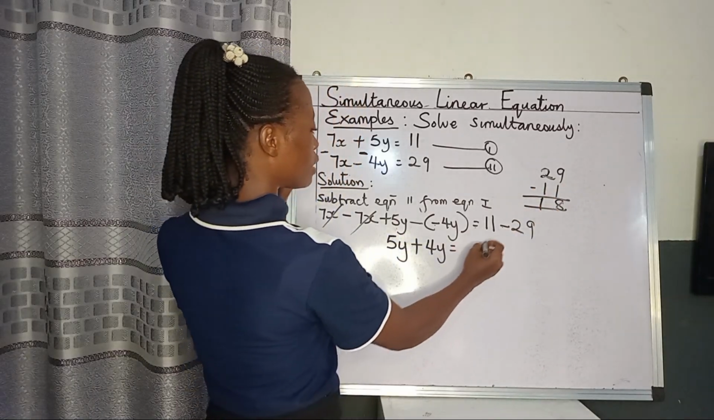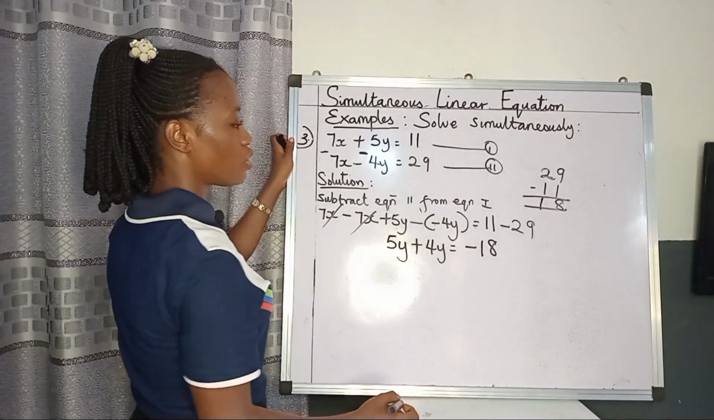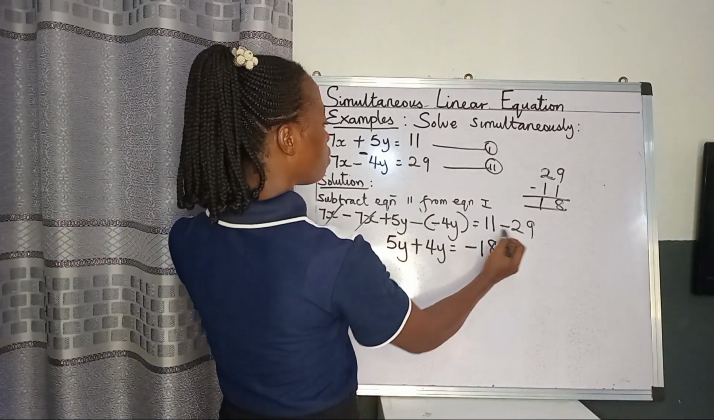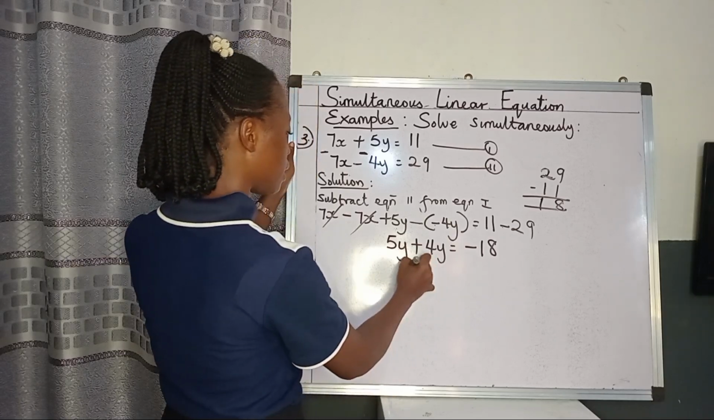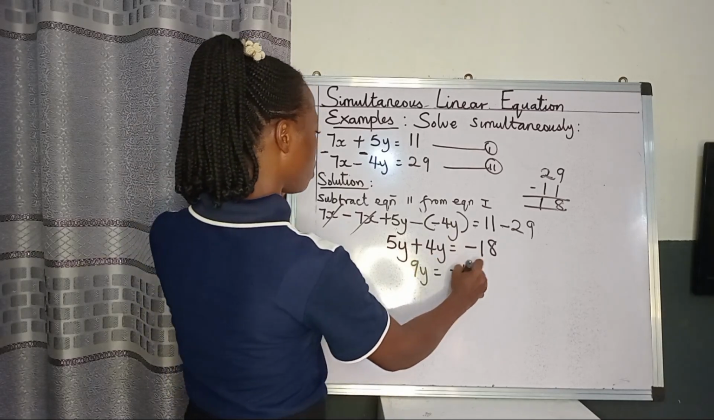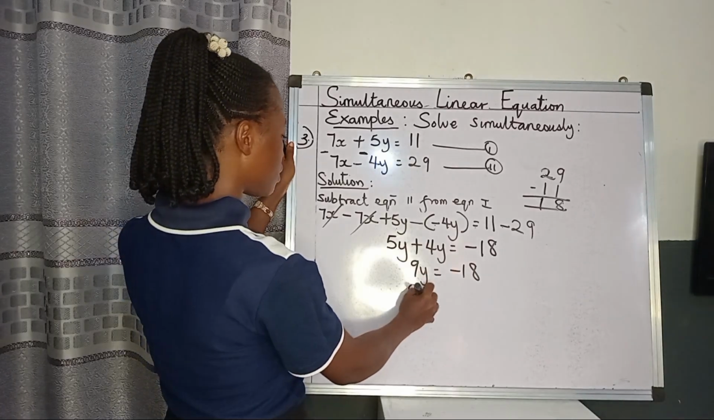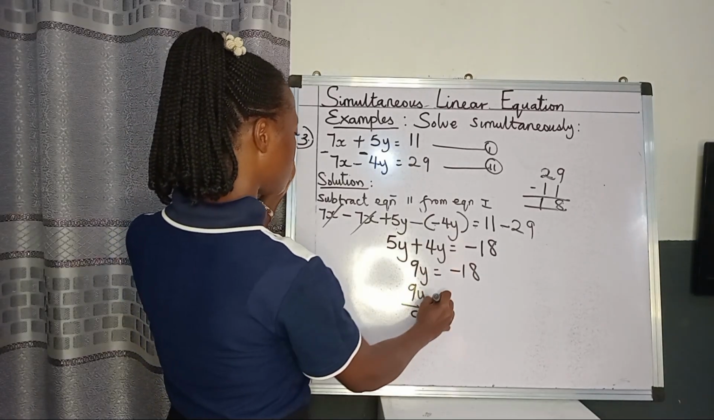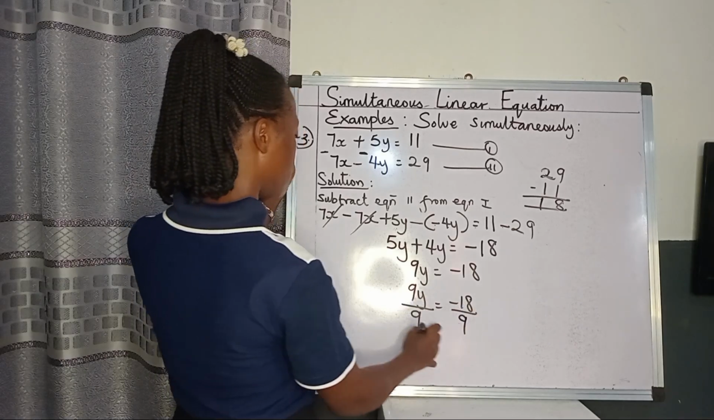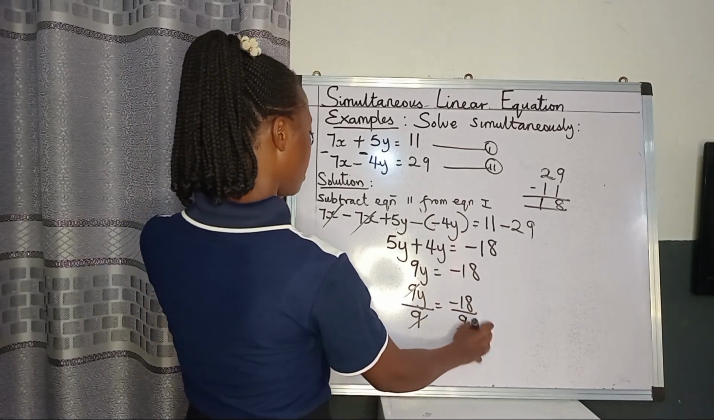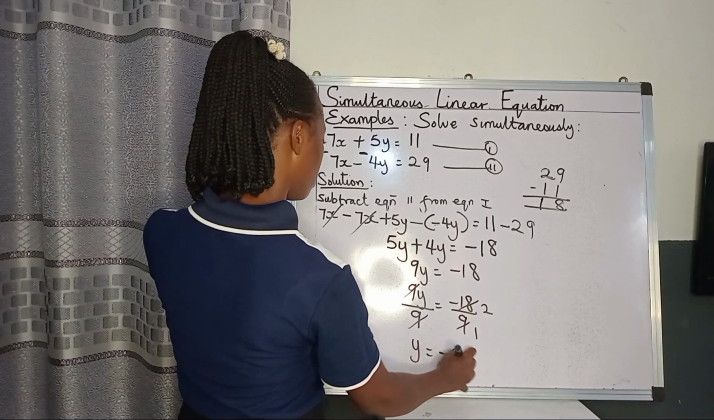So after subtracting, your answer has to have a negative sign. This shows that you subtracted the bigger number from the smaller number. So moving on, 5y plus 4y is 9y. 9y is equal to minus 18. To find the value of y, you divide both sides by the coefficient of y. So the coefficient of y here is 9. 9 cancels 9. 9 here is 1. 9 here is 2. The value of y is equal to minus 2.